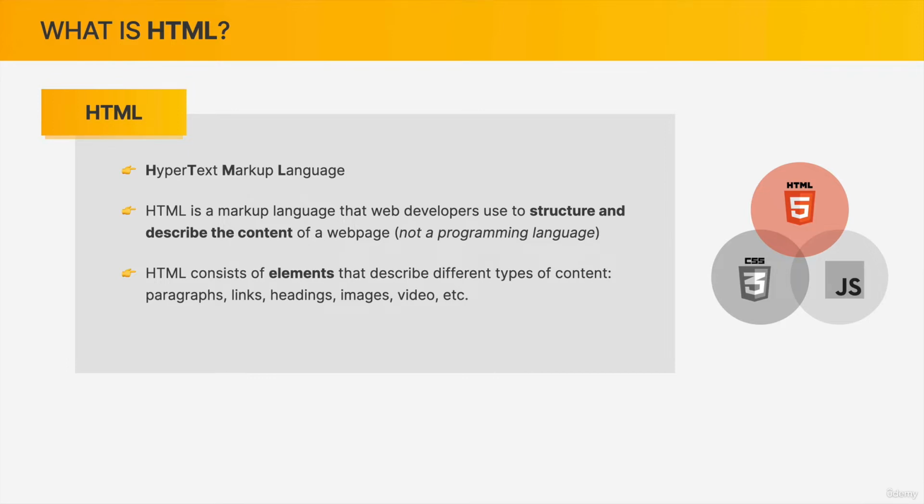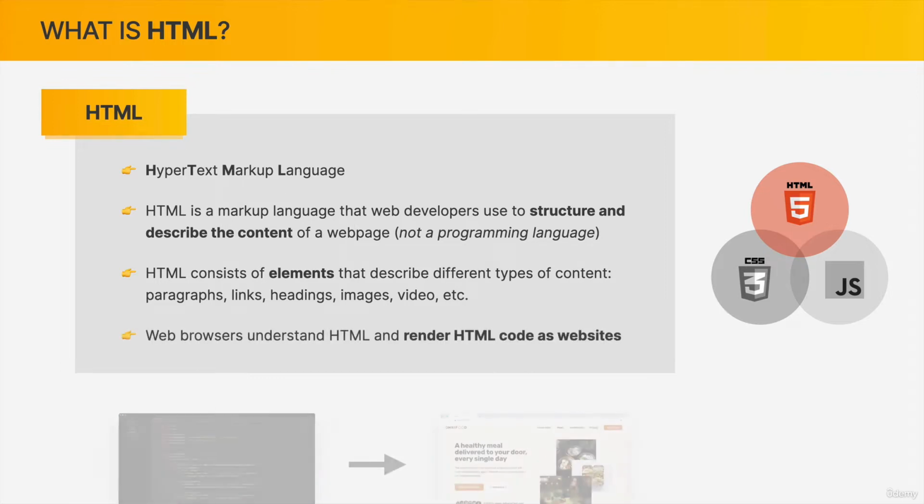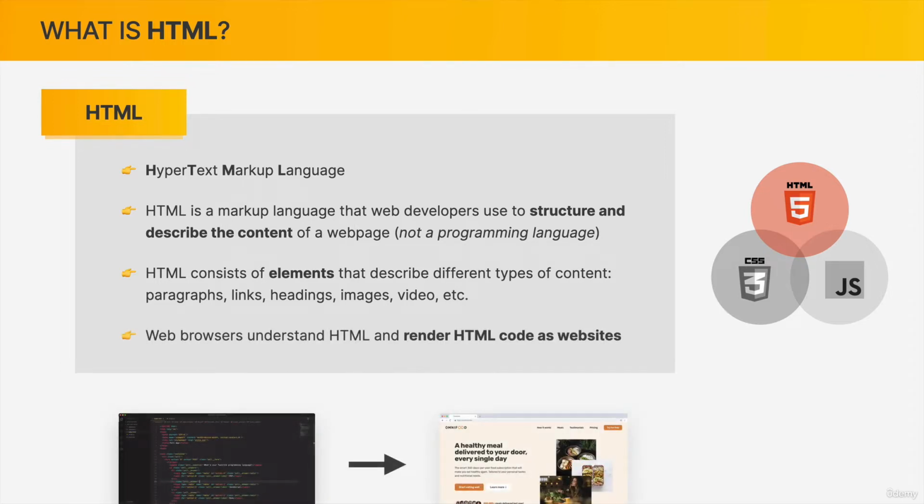Then, as we also learned in that lecture where we built our very first web page, web browsers such as Google Chrome do essentially understand HTML code and can render it as a fine website. So a website that we can see in the browser. Okay, so this is essentially what HTML is and what we can do with it.